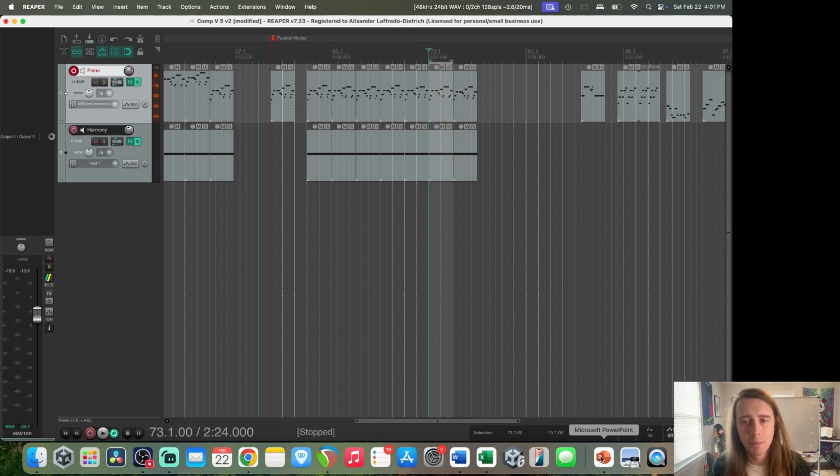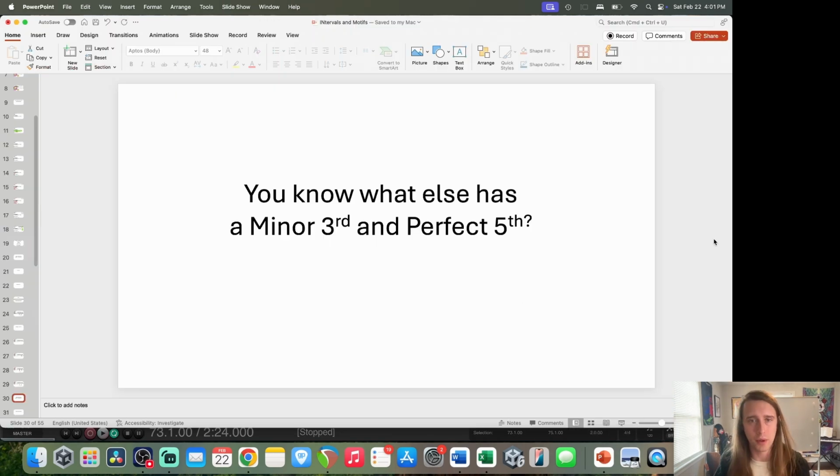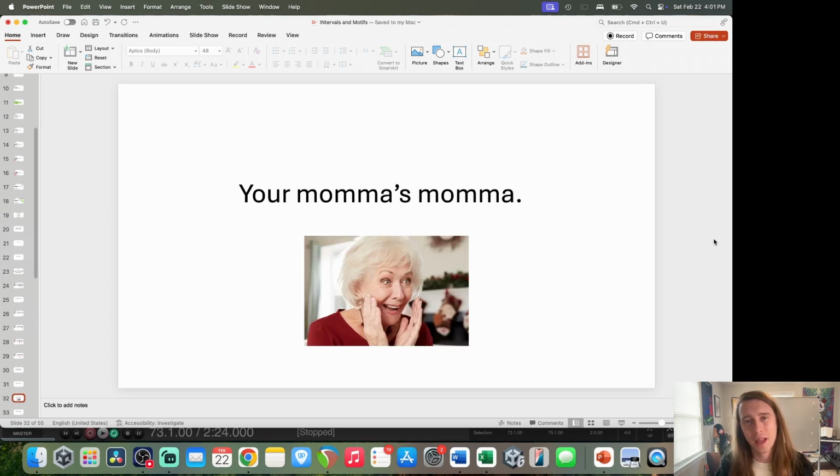Very clear. But it's also not the only mode that has a minor third and a perfect fifth. You know what else has a minor third and a perfect fifth? Your mama's mama. Boom, got him again.